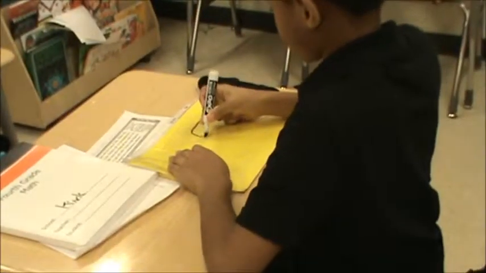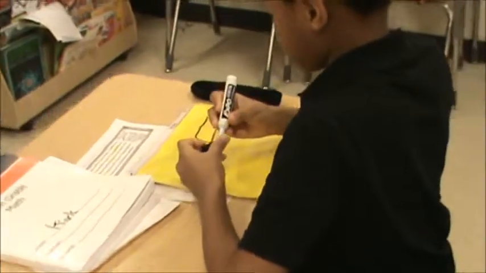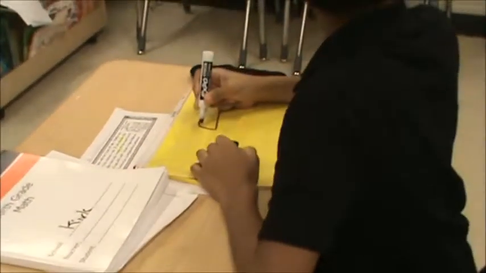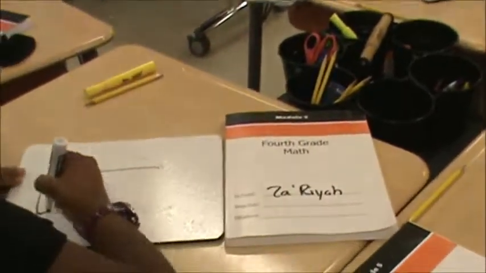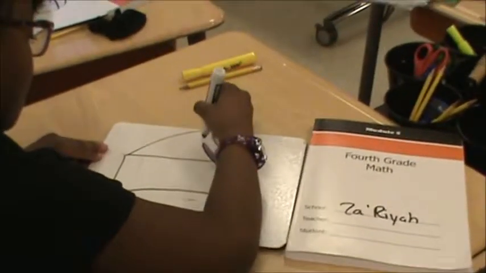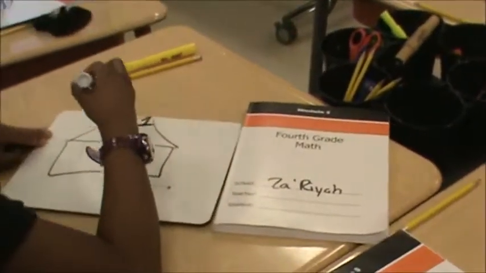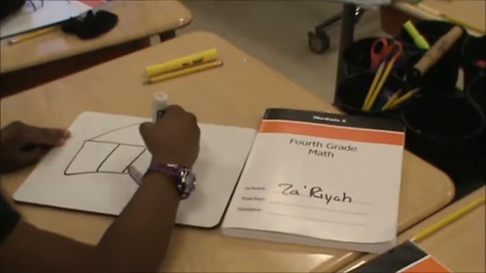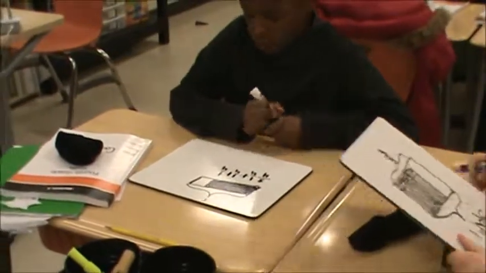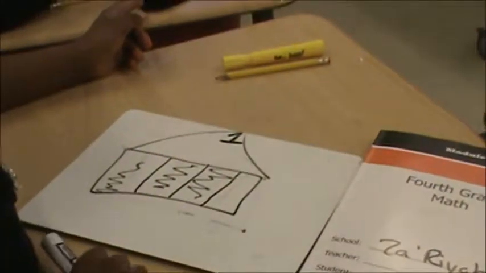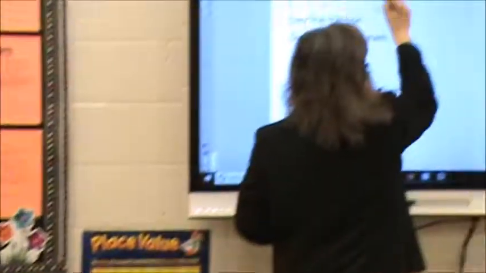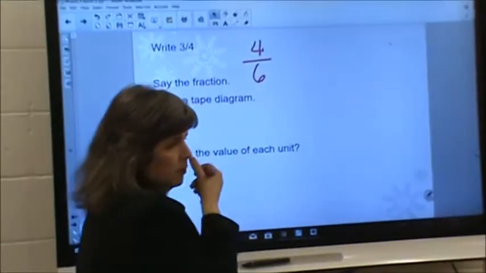What does partitioning mean? Breaking the whole into equal parts. So you've broken this one into equal parts. You shaded, how many? 3. Okay, so what would one piece be? What is this worth? What does it say? 1/4. So the value of each one of these is 1/4. Okay. Let's erase. Let's try another one. Let's try 4/6.